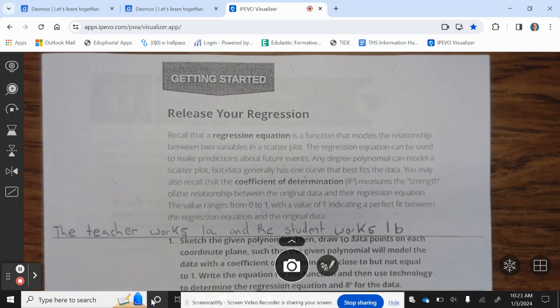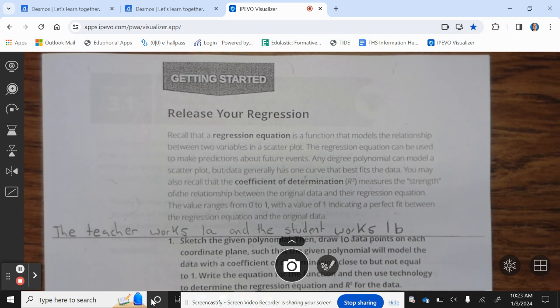Getting started. Relate regression. Recall the regression equation is a function that models a relationship between two variables in a scatter plot. The regression equation can be used to make predictions about future events. Any degree polynomial can model a scatter plot, but data generally has one curve that best fits the data.